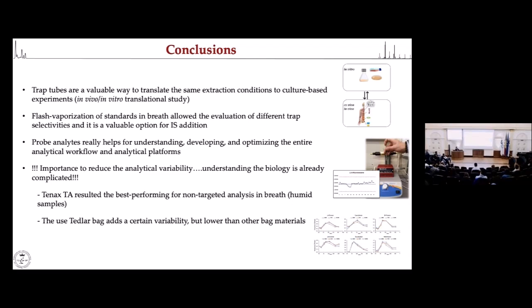And all of this is because it's very important to reduce any variability we add to this analysis, because understanding the biology is already complicated enough. And the tubes packed with Tenax showed the lowest variability with this humid sample. And if you really have to use a secondary container, like these bag containers, you know that you add a certain variability to your analysis, but using Tedlar bags gives the lowest variability. Of course, in recent years there are also different devices for sampling. Some of these let you skip the step of a temporary container. So those probably really help reduce the variability.